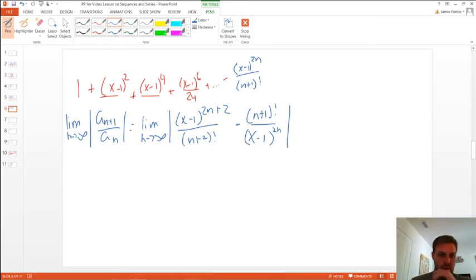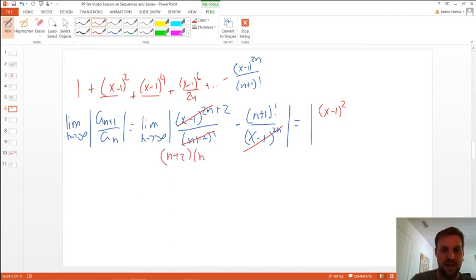Now, when we're simplifying this down, remember how this works. x minus 1 to the 2n and x minus 1 to the 2n cancel out. And on top, I'm left with just x minus 1 squared. And remember how n plus 2 factorial can be written: that's n plus 2 times n plus 1 factorial. So those cancel, and I'm left with n plus 2.